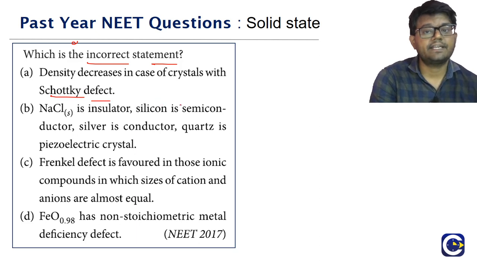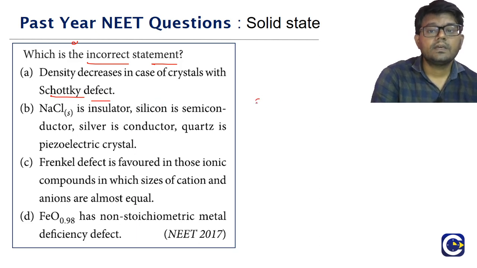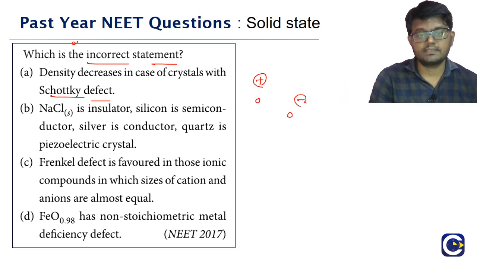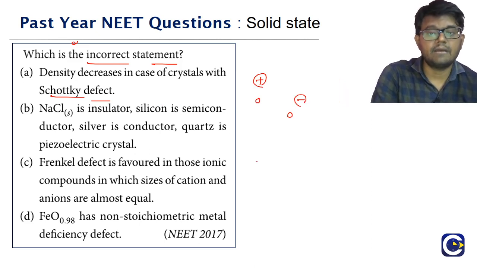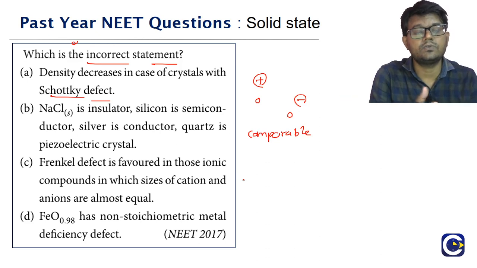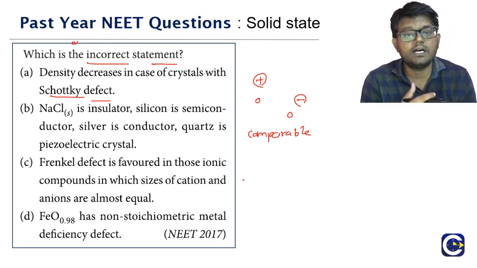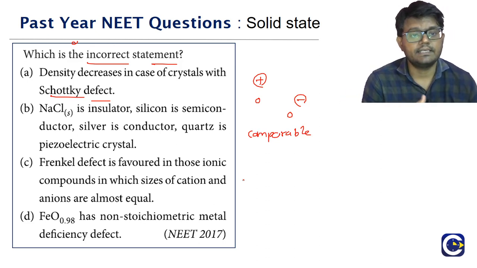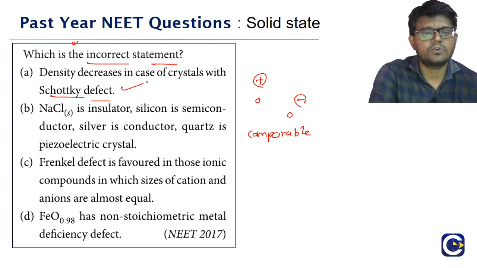What is Schottky defect? It is where the cations and anions go missing from their places in equal numbers. Schottky defect happens in cases where the sizes of the ions are comparable. So as a result of the Schottky defect, what is going to happen? The density of the lattice will be decreasing. So density decreases in case of Schottky defect is correct.